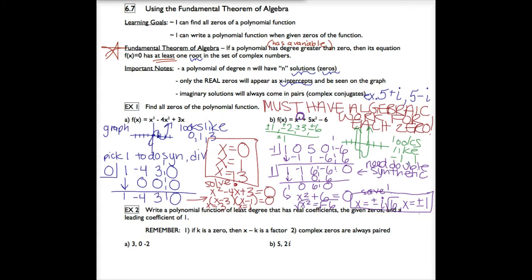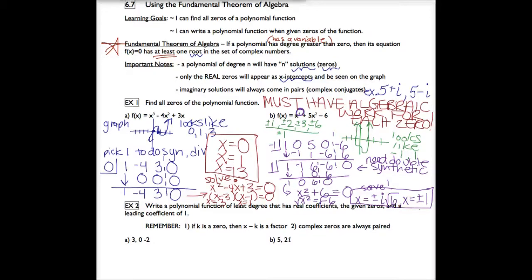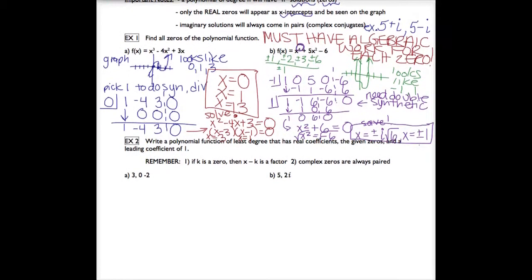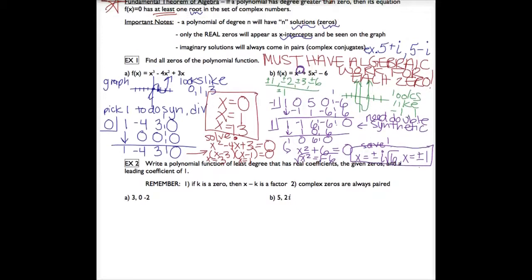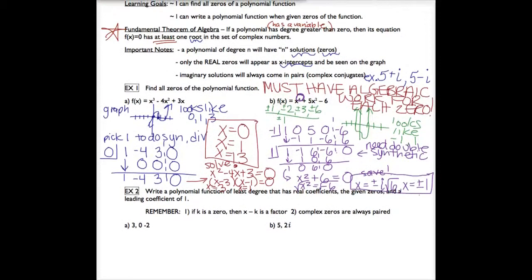All right, so hopefully that's not too tough, just kind of extending what we did in 6.6 and now knowing whether we have found all of the solutions or not. Example 2 is new, and now we're going to be working backward. It's for our second learning goal. We want to be able to write a polynomial function when we're given the zeros.